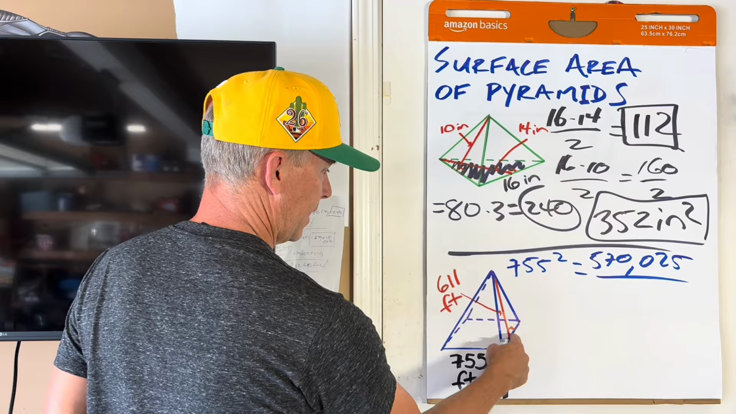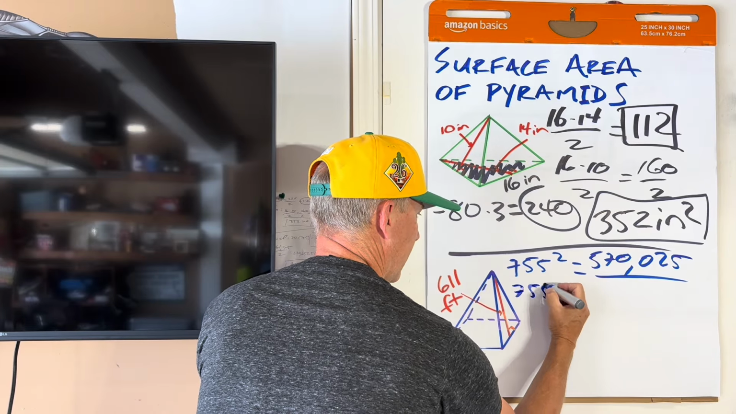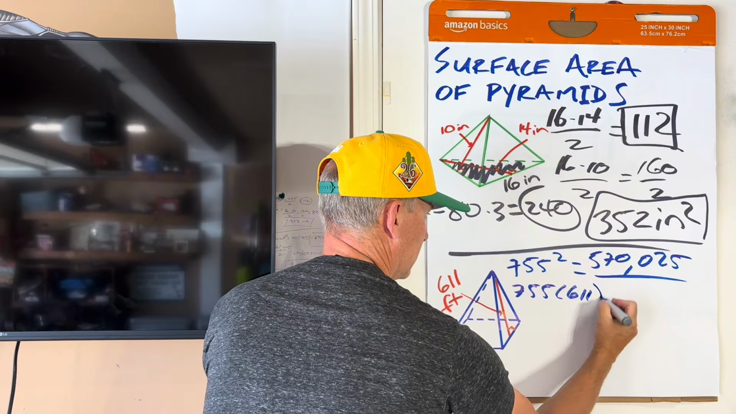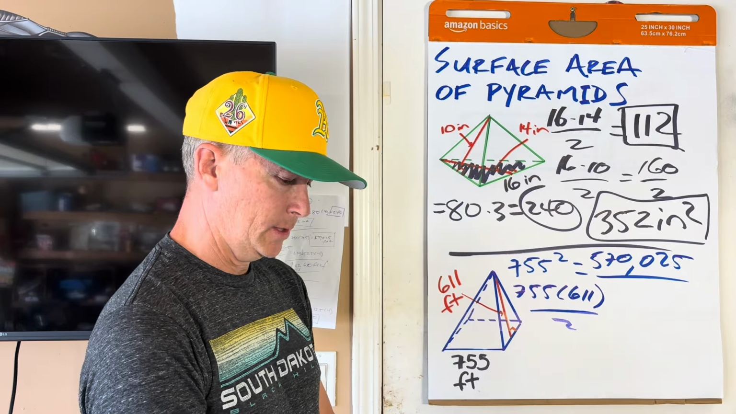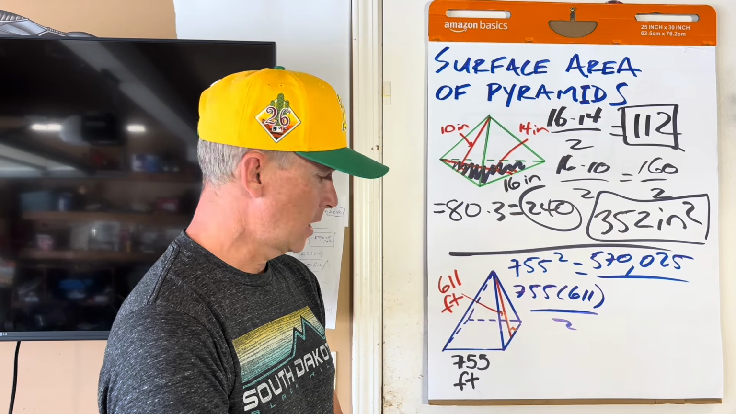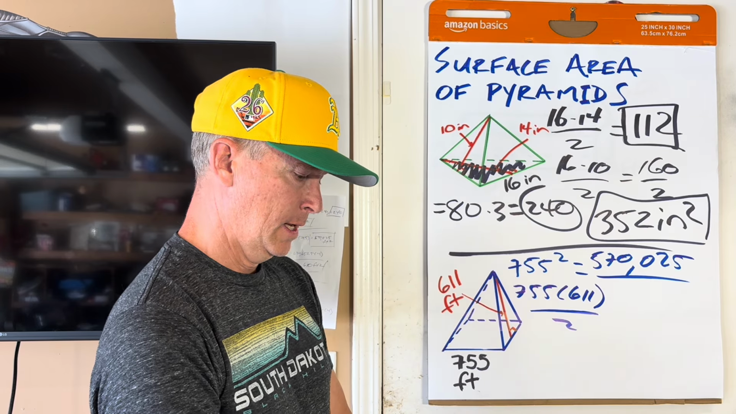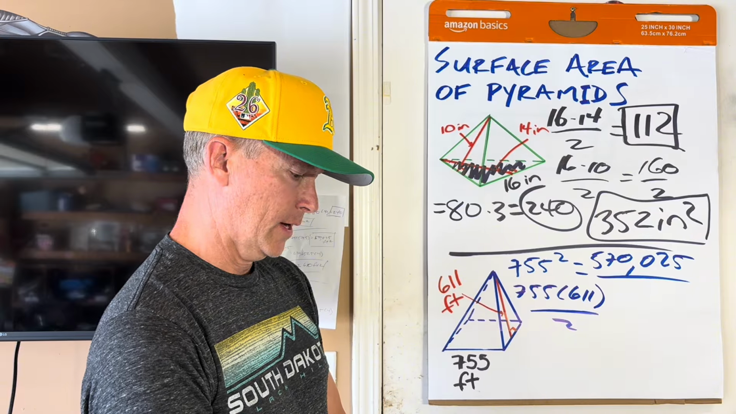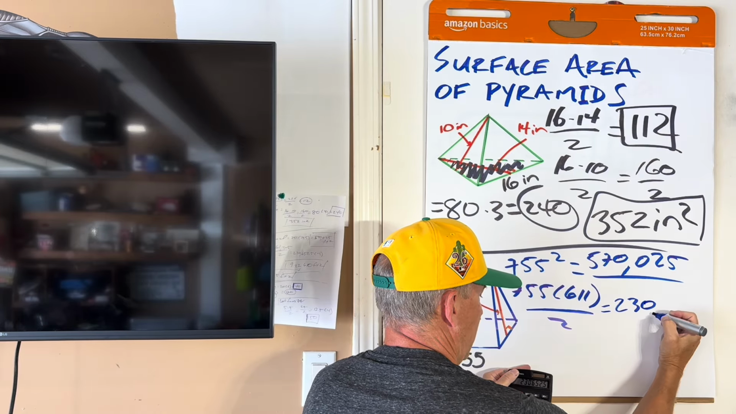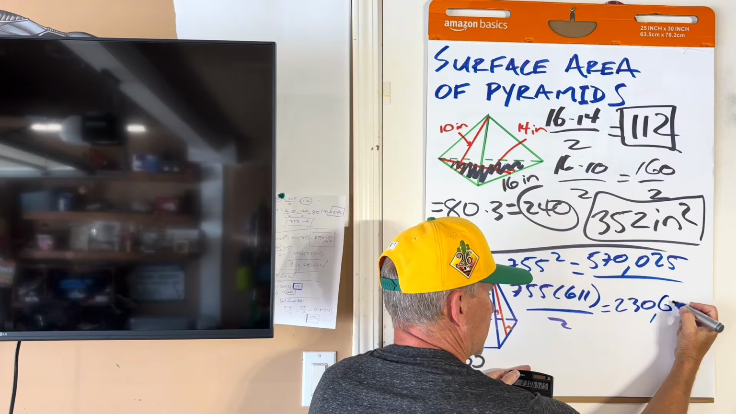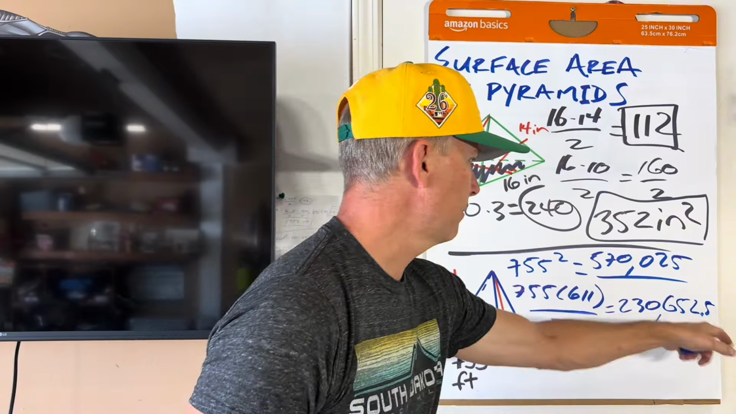It's 755 times 611 divided by 2. That's how you find the area of a triangle: base times height divided by 2. 755 times 611 divided by 2. I got 230,652.5, but we're going to be really accurate, so that 0.5 matters.